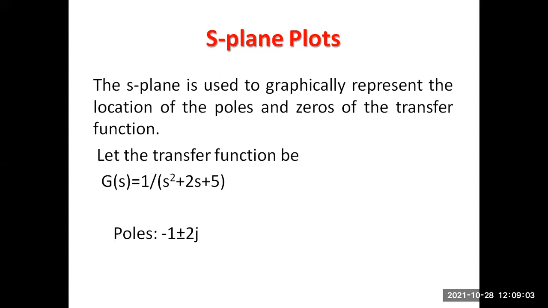So let the transfer function be 1 by (s square plus 2s plus 5). So here the poles are calculated like -1 plus minus 2j. So could you please calculate whether you are getting poles equal to -1 plus minus 2j?